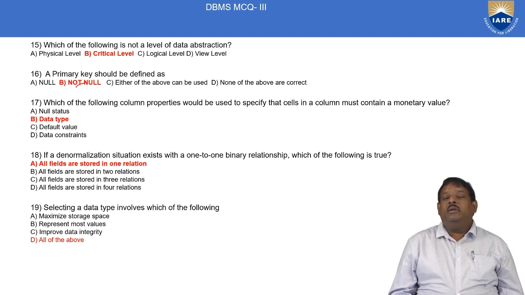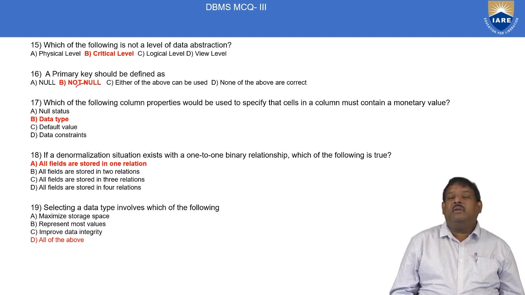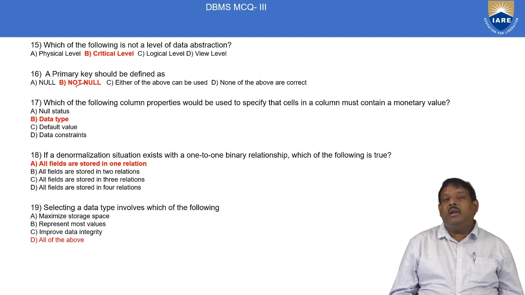We have to check, is it a null status? No, null status only checks whether the column will allow null values or not. If the column is allowing null, then you can leave it without providing a value. Is it a default value? It is not a default value. Is it a data constraint? No, it is a data type.